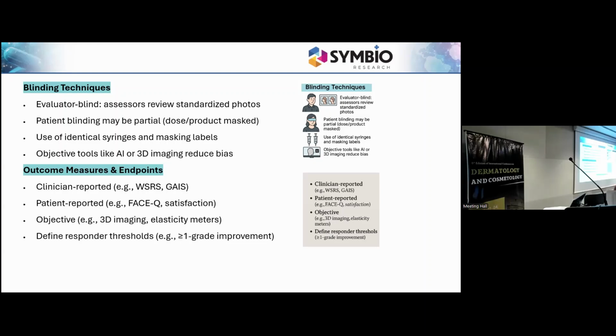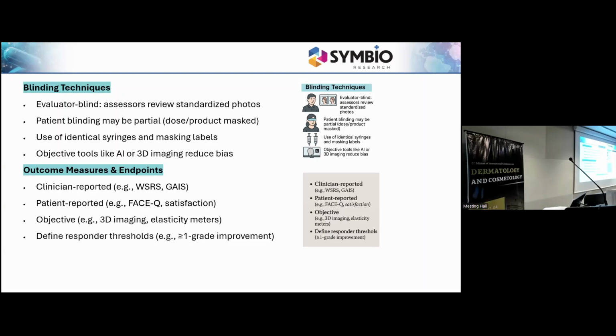Next is patient blinding, which may be partial, so the dose or product is masked. Patient blinding may be partial in the sense that they may not know what it is at all, or they may know that it is a vehicle, but not which type of vehicle it is. It is already a standard treatment within the market, but they might not know which one it is. Next is using identical syringes and masking labels.